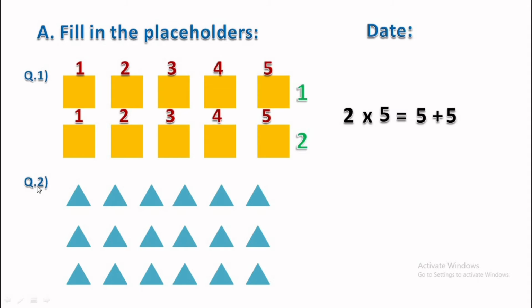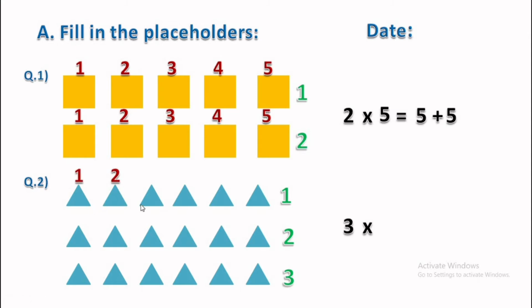Now question number 2. Here we have triangles. So first we will count the number of rows. 1, 2, 3. So we'll write 3. Then we'll put the multiplication sign to find out the total number of triangles using multiplication. So we know there are 3 rows. And now we are going to find out how many triangles are there in each row.